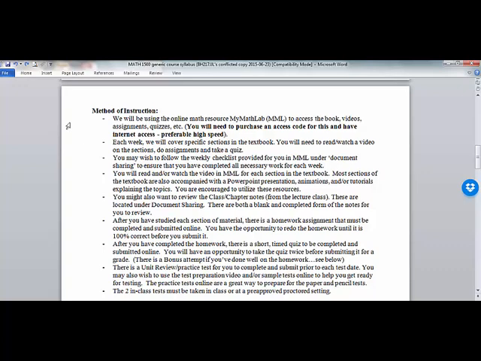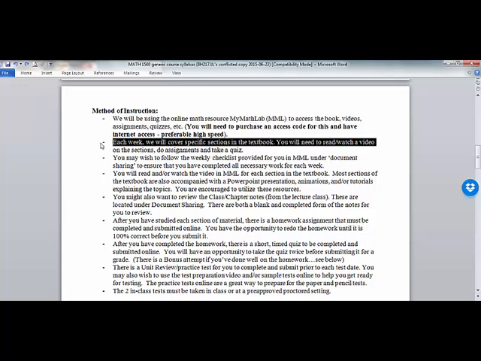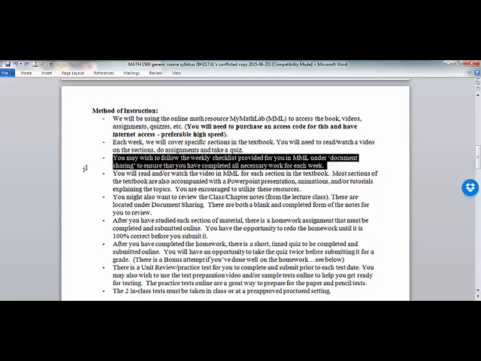We will be using the online math resource called MyMathLab to access the book, videos, assignments, quizzes, etc. So you will need to purchase an access code for this and have internet access, preferably high-speed internet. Each week, we will cover specific sections in the textbook. You will need to read or watch a video on the sections and do assignments and take a quiz. You may wish to follow the weekly checklist that I have created and provided for you in MyMathLab under document sharing to ensure that you've completed all the necessary work for each week. And in video number 2, we will go into MyMathLab and I'll show you all the components and where document sharing is.